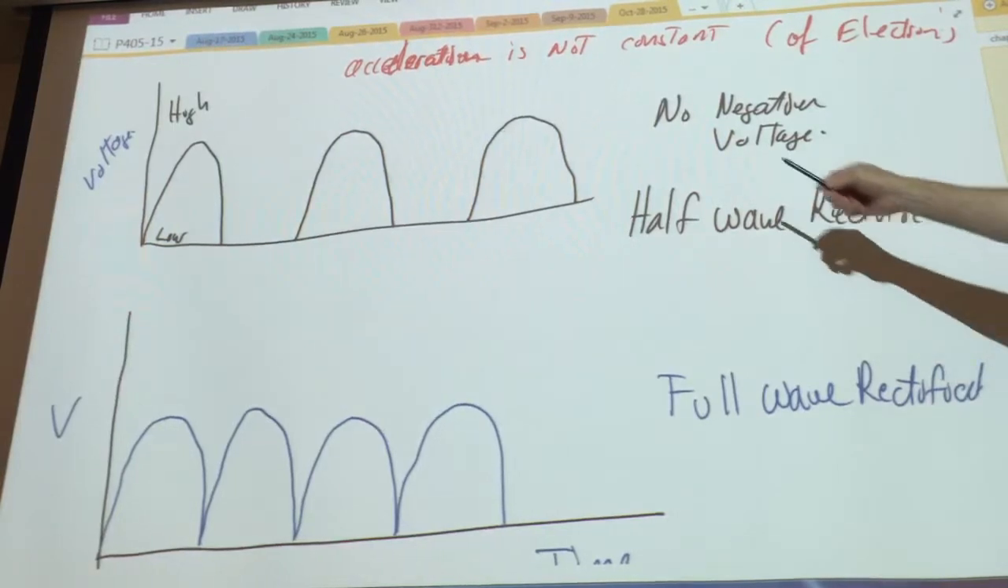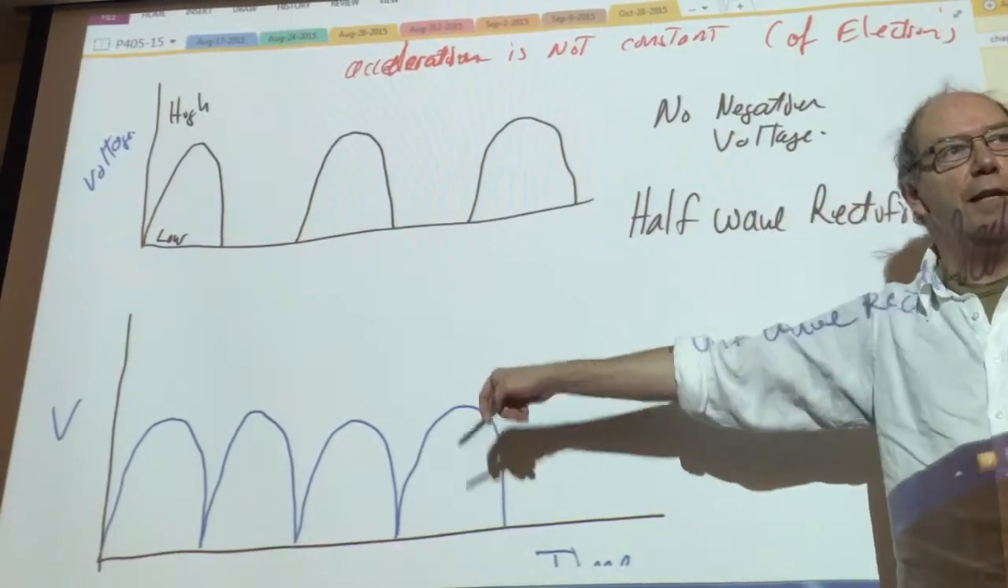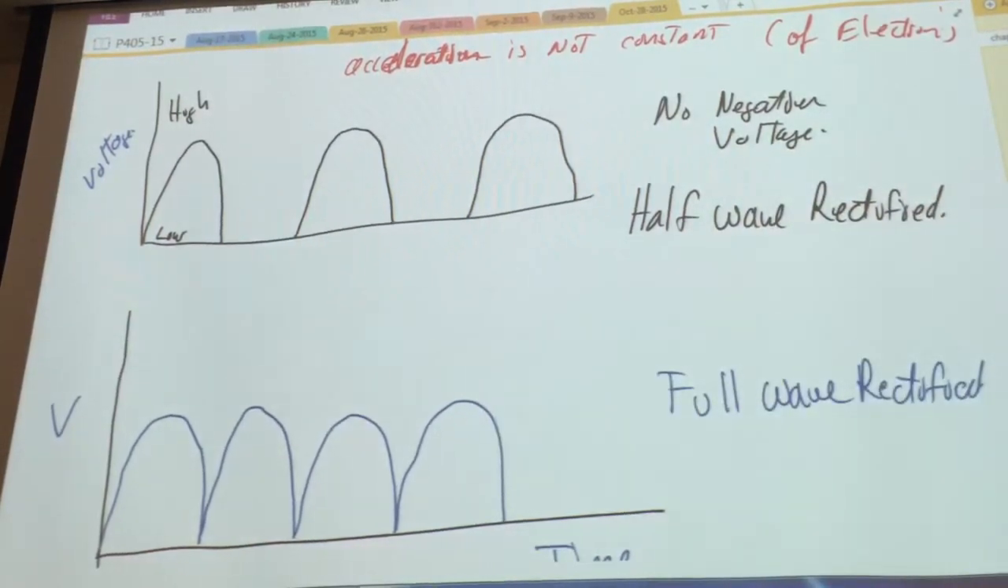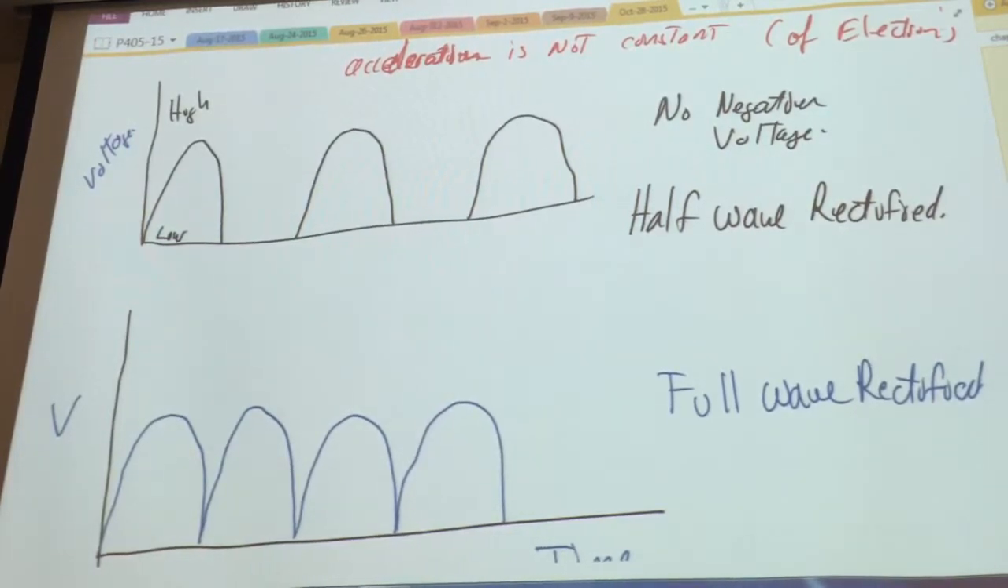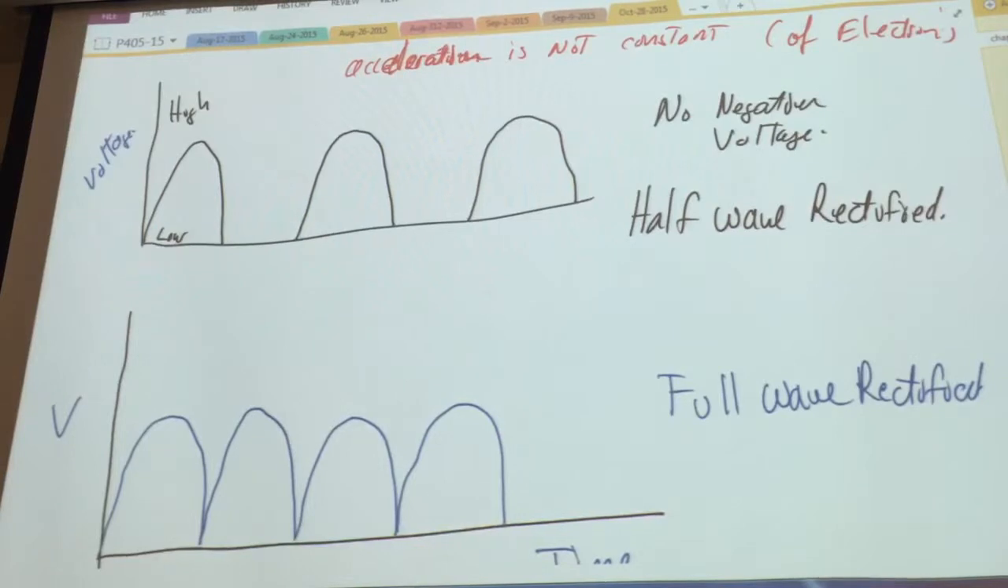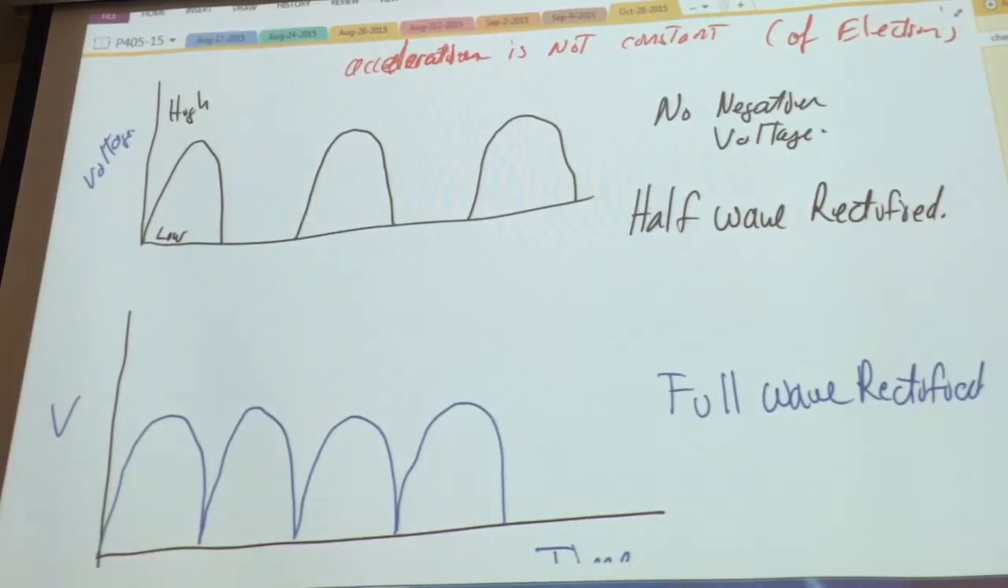So with this, you can cut your exposure time in half because you're using every pulse. So that's the first advantage of full wave rectified over half wave rectified. Just cut your exposure time in half.